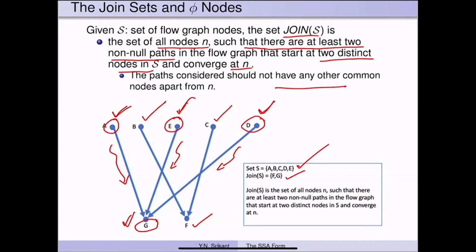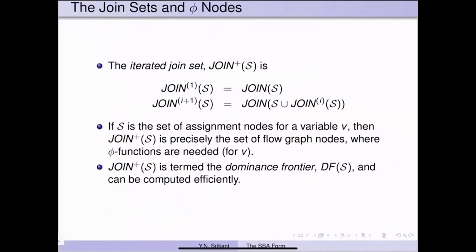join set. Okay. Then something like a closure has to be applied on the join set, and that is called the iterated join set.